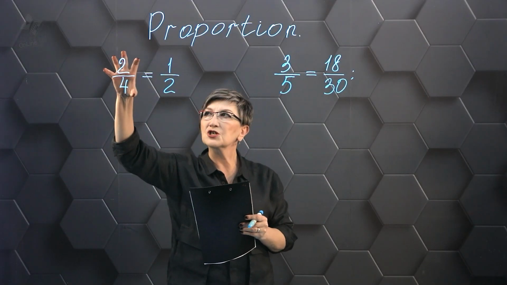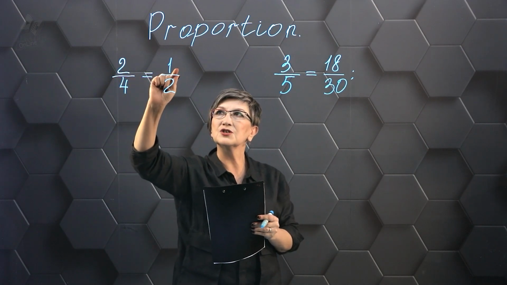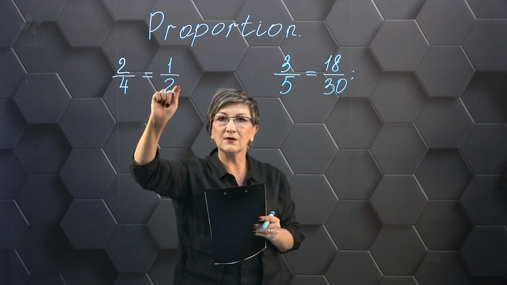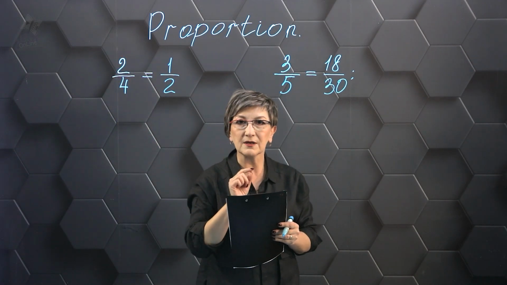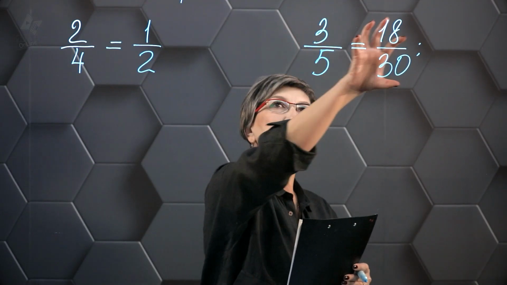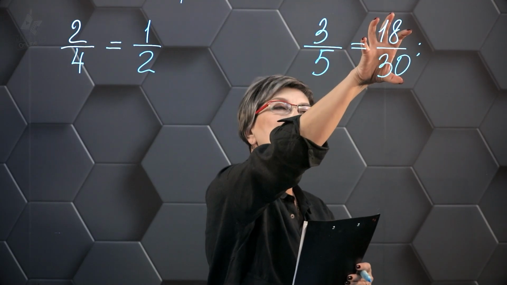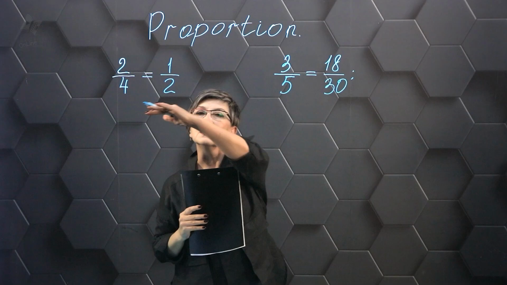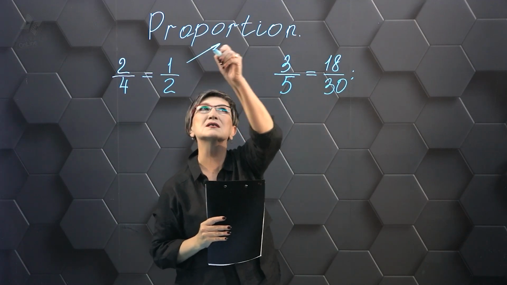Let's look at the ratio of 2 to 4, and the ratio of the numbers 1 and 2. These ratios are equal to each other. In the second example, the ratios of the numbers 3/5 and 18/30 are also equal. Hence, we call these two equalities proportions.